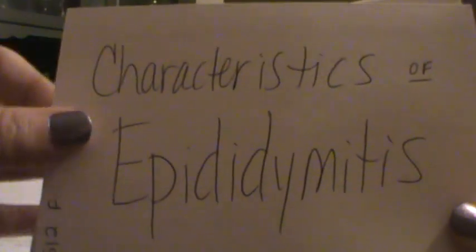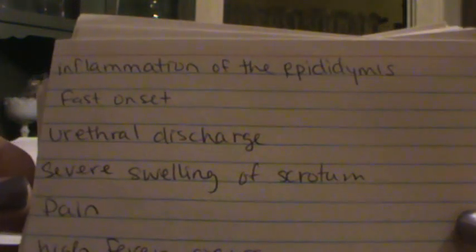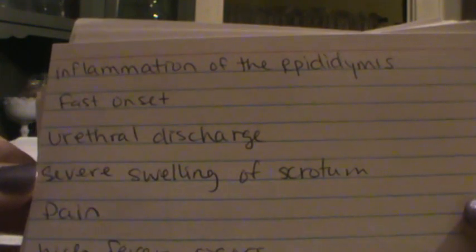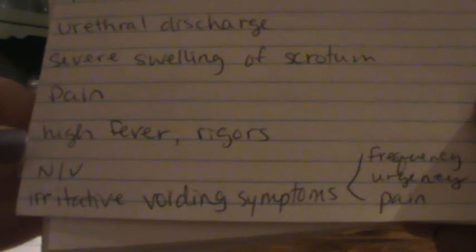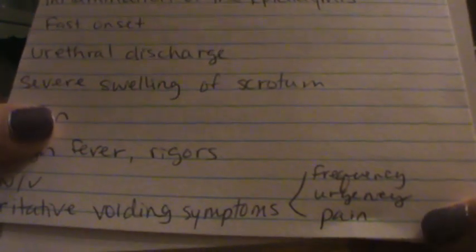Characteristics of epididymitis. This is inflammation of the epididymis, sorry. Fast onset of symptoms. You have urethral discharge, severe swelling of the scrotum, pain, high fever and rigors, nausea and vomiting, and irritative voiding symptoms such as frequency, urgency, and pain.